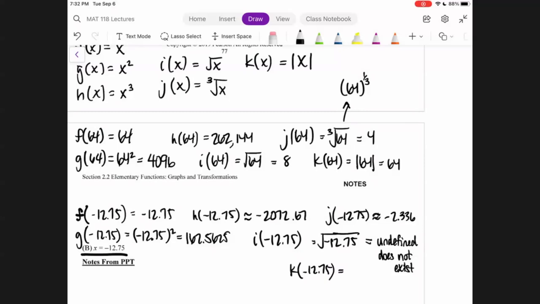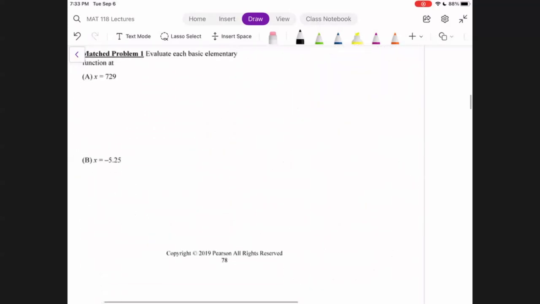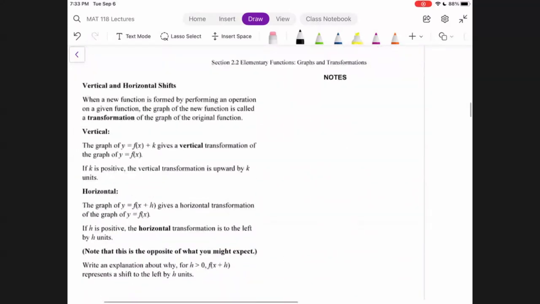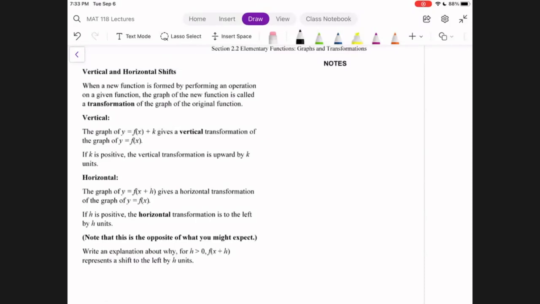And last but not least, how far is this from 0? Well, it's just going to be 12.75 units. Because remember, that is what absolute value is. So hopefully evaluating some of these was beneficial. Just remember, you can use Desmos for evaluating. So match problems here if you want to practice. And then it kind of shifts to horizontal and vertical.